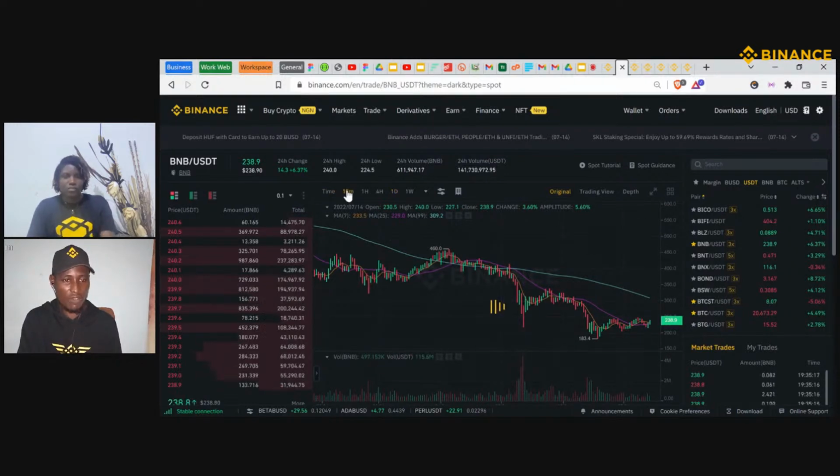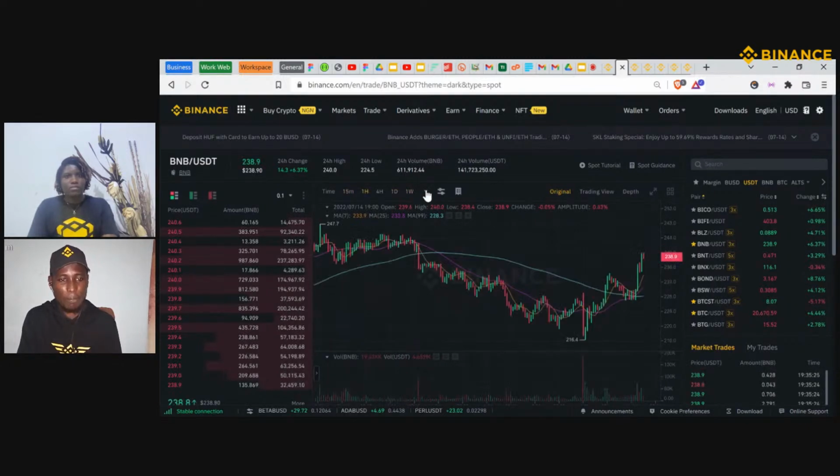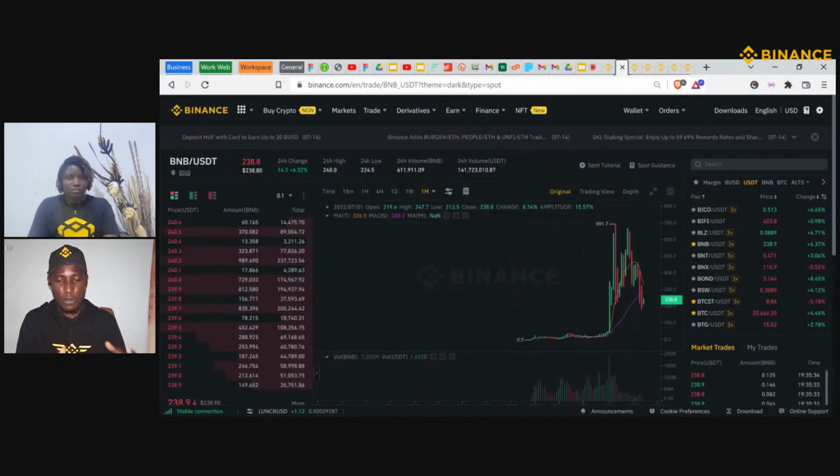You have the 15 minutes. If I select 15 minutes, it's going to show me the 15-minute price history. The same way with 1 hour. If you want more, you can toggle on this drop down arrow, then you select any other time frame you want. Let's say monthly. So you're able to see how the crypto is performing over time. So that's just about that. Spot trading is as easy as that.